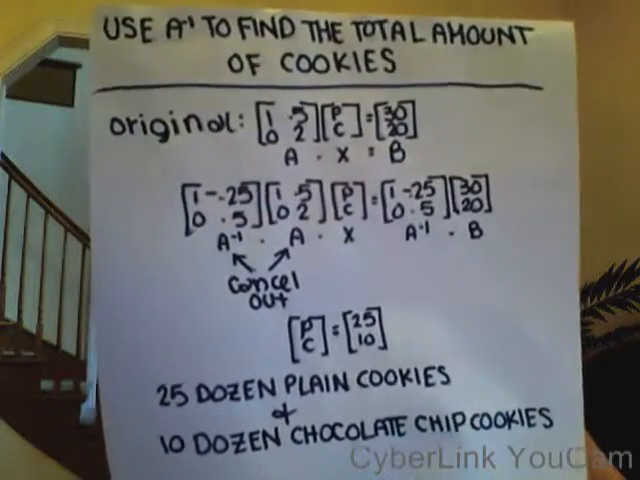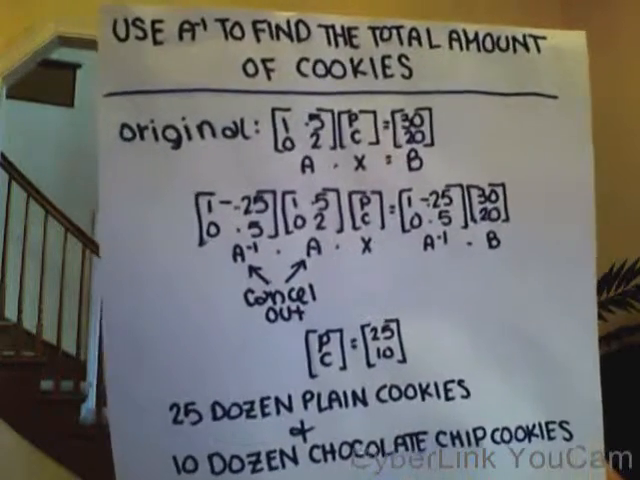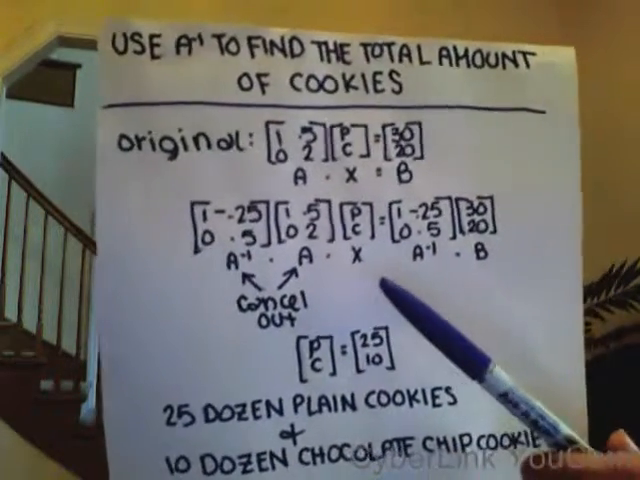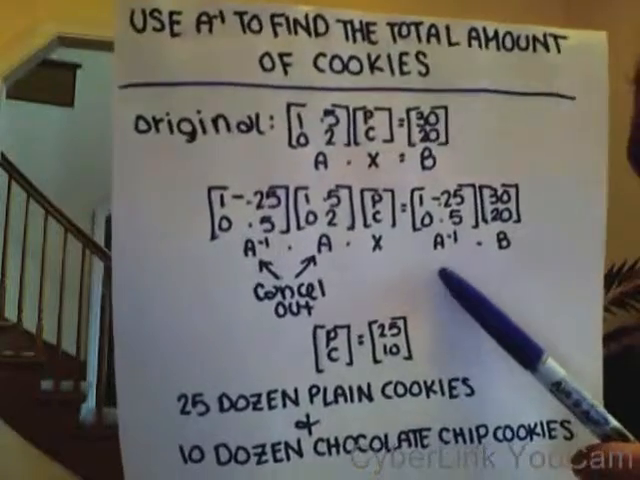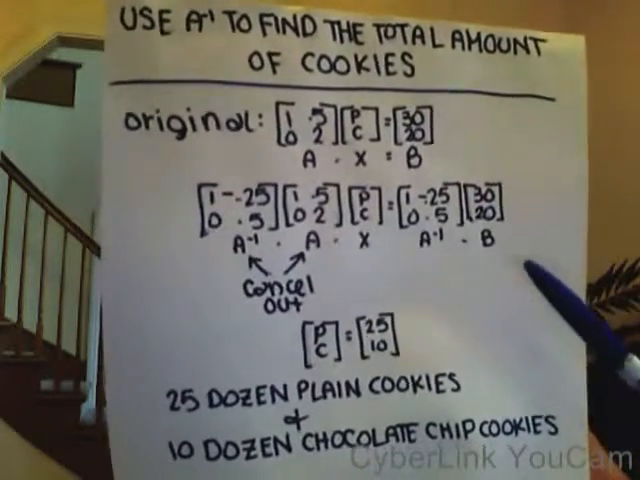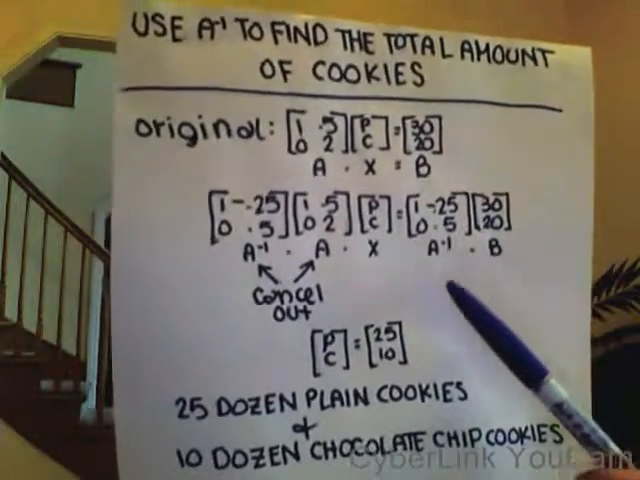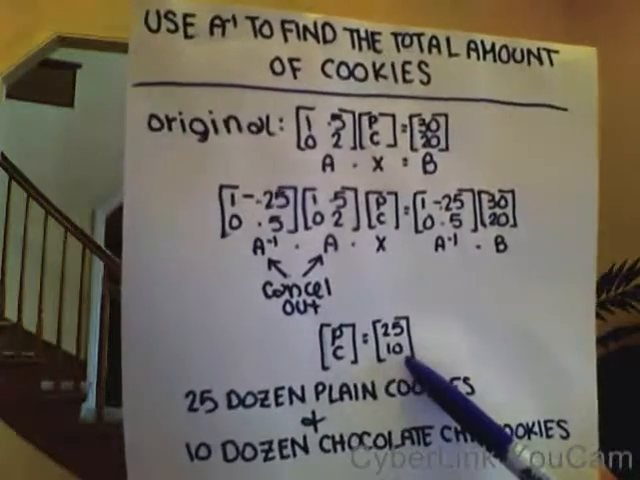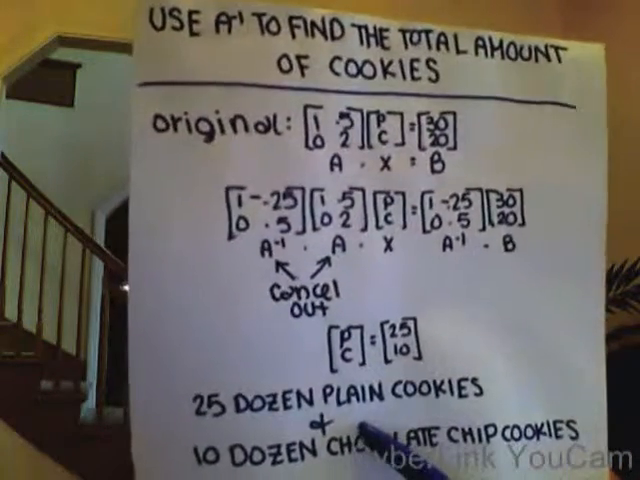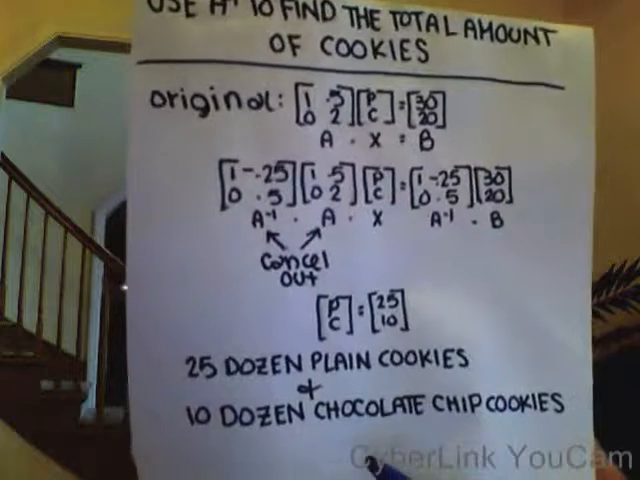Now use the A inverse matrix in the original equation. This should cancel out matrix A, leaving you with matrix X equals A inverse matrix times matrix B. Now multiply the A inverse matrix by matrix B to give you the values for P and C. You should get 25 dozen plain cookies and 10 dozen chocolate chip cookies.